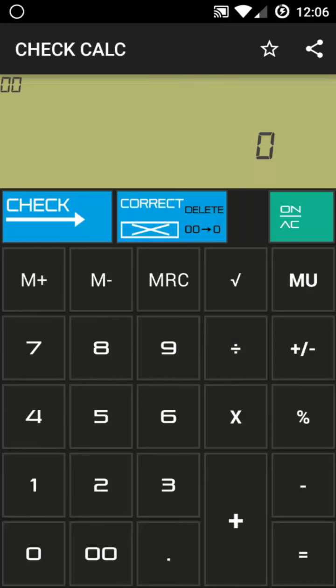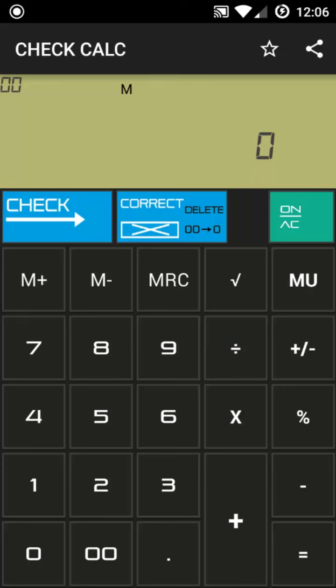The buttons M plus and M minus simply add and subtract the numbers shown on the display to the number stored in the memory. For example, let us store 6 in the memory. There is no M, thus there is no number in the memory. So to store 6 in the memory, say 6 and say M plus, which is stored in the memory.